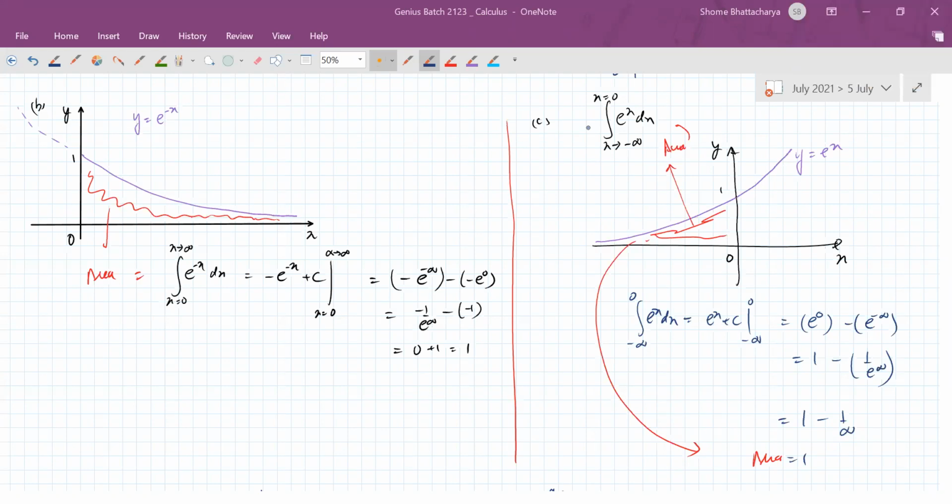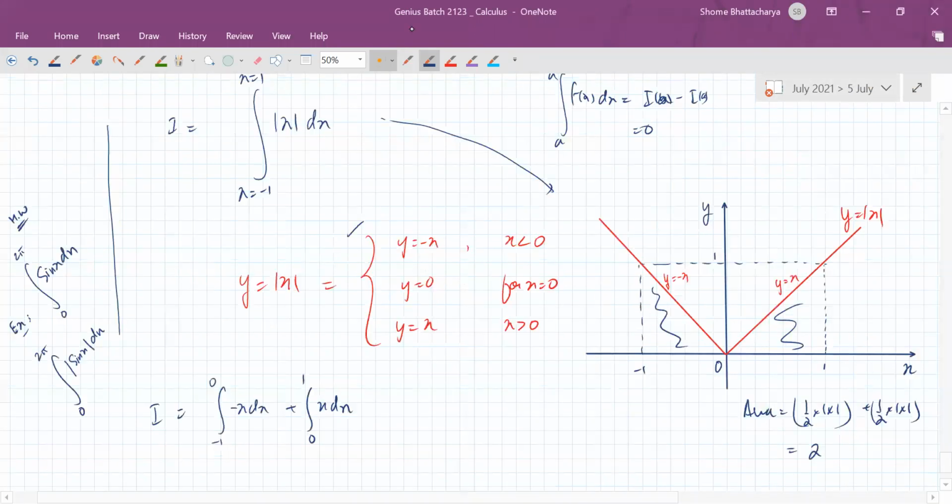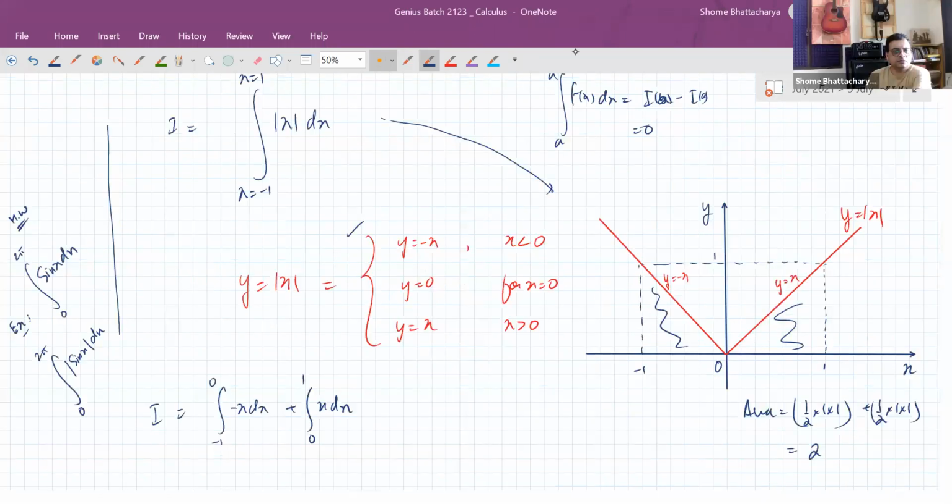Okay, sir. Okay, got it. So the point is, in the first one, 0 to infinity is finite, but minus infinity to 0 would not be finite. And likewise, in the second one, minus infinity to 0, the area is finite, but 0 to infinity, the area is becoming unbounded. Got it now? Yes, sir.